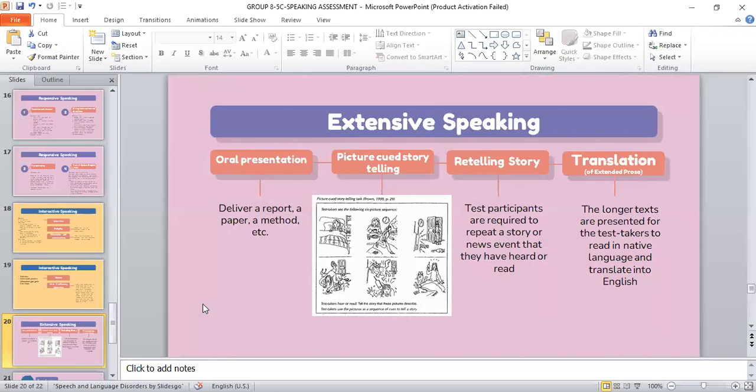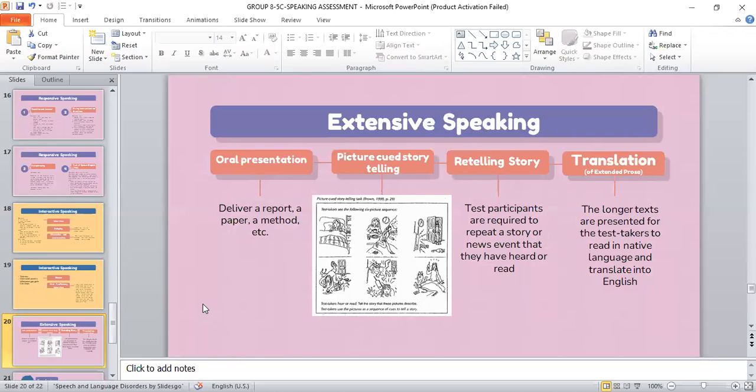And the second is picture-cued storytelling. Picture-cued storytelling is one of the most used ways for prompting speech production. The objective of using picture-cued narrative telling is to show students how to use chronology in discussion. It is often used to represent conditions. The third one is retelling a story. This is a task in which test participants are required to repeat a story or a news event that they have heard or read. Students retell a story they heard in this type of lengthy speaking exam.